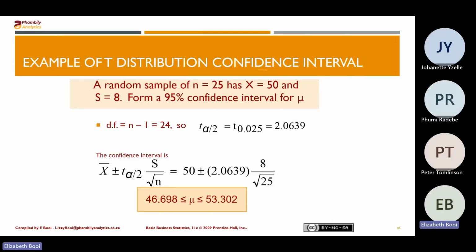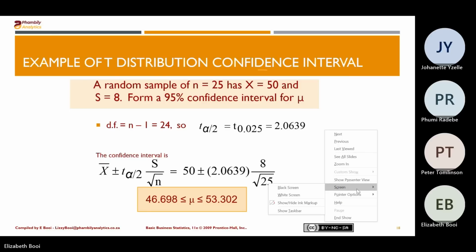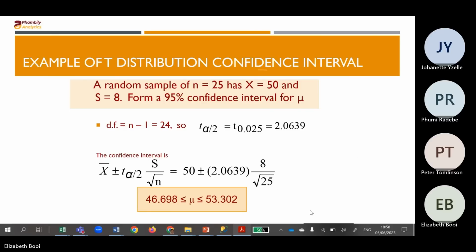Okay, so let's look at an example. A random sample of n equal to 25 has x bar of 50 and s of 8. And time is almost done, so we're not going to be able to do any activities today. Form a 95% confidence interval.